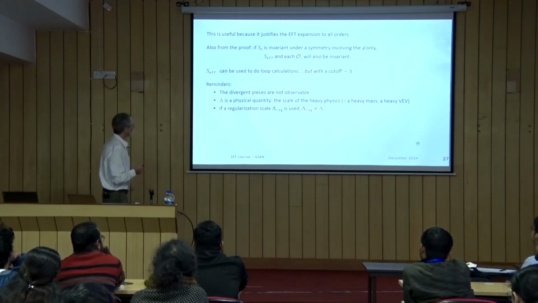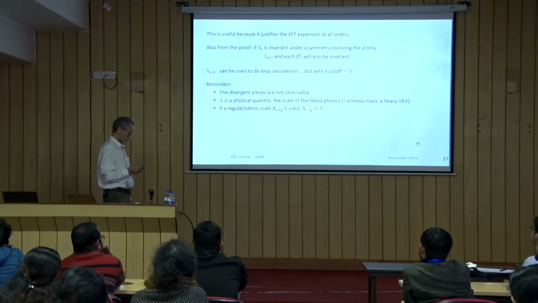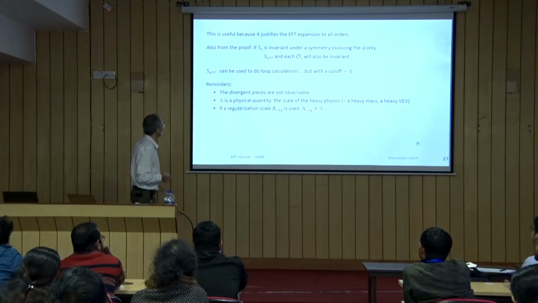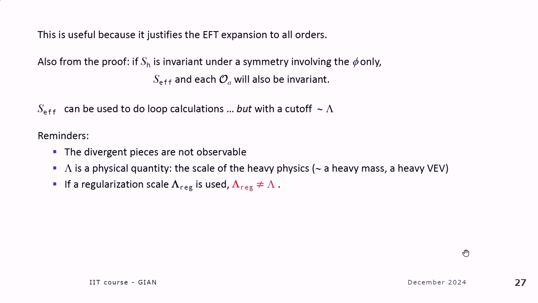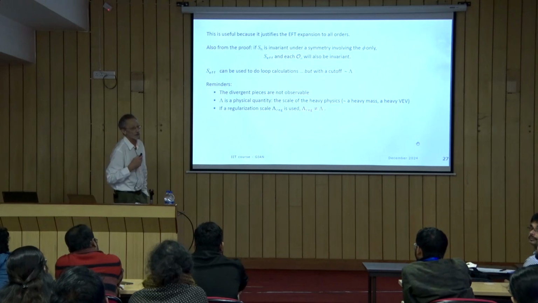Okay. Divergent pieces that you get in doing calculations are not observable. Lambda is not a physical quantity, so you're imposing an artificial cutoff on the integration. And if you regularize the integration using whatever method you want, the regulator is not lambda.